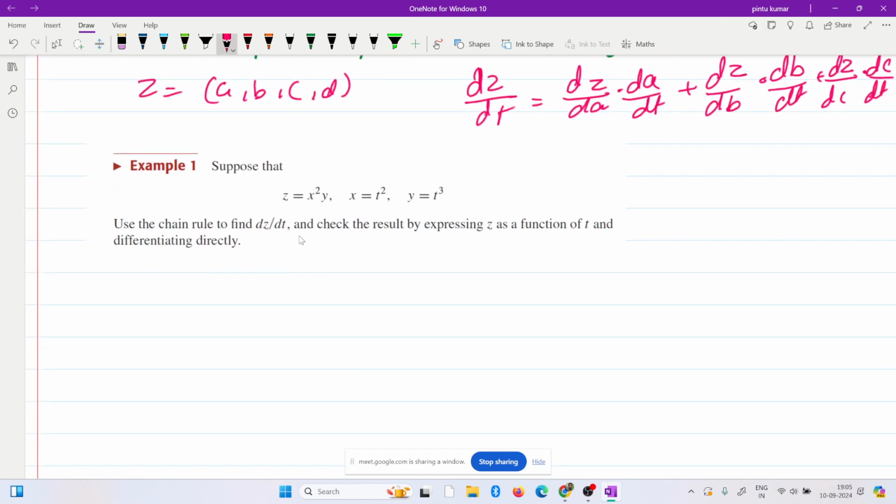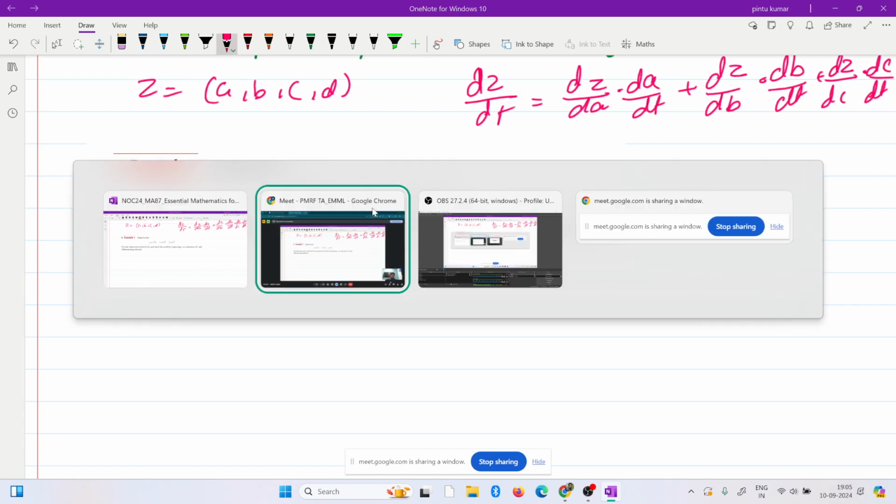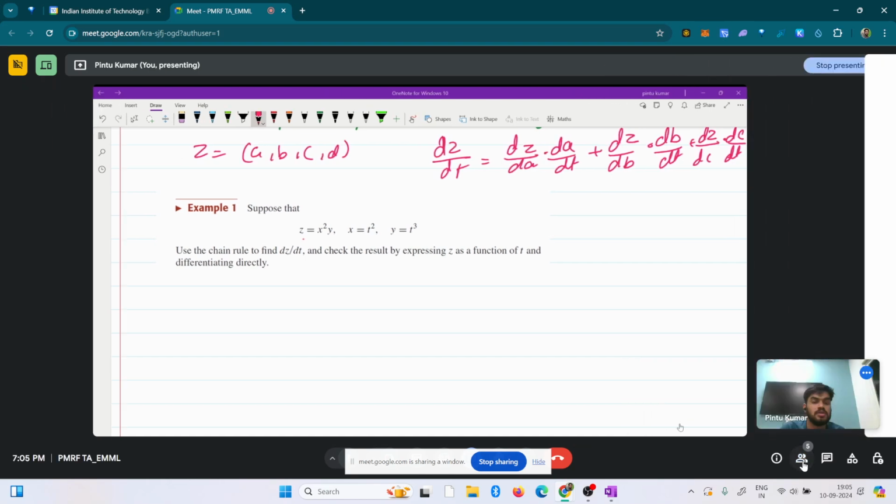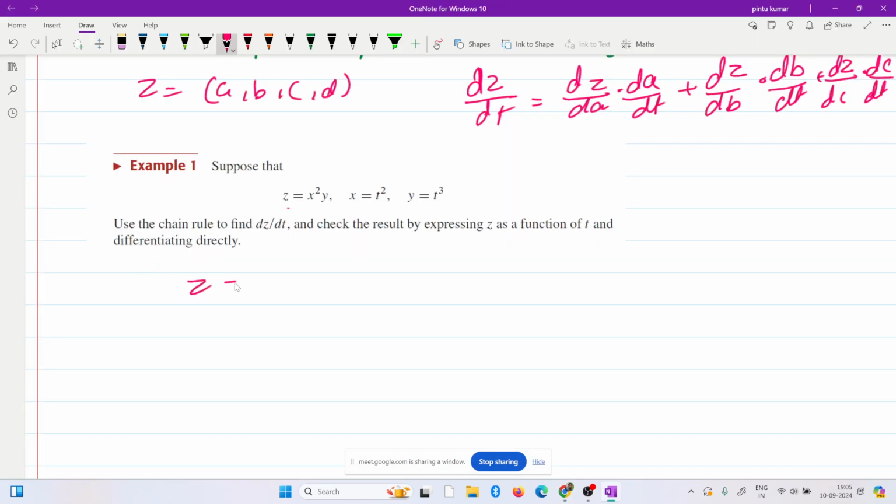Let's try both ways. Right now we have z equal to x square y, where we are given what x and y are in terms of t. Let's try to calculate z straight away. This is x square y, so this would be t to the power 4 into t cube, which is t to the power 7. So dz by dt is nothing but 7 t to the power 6.